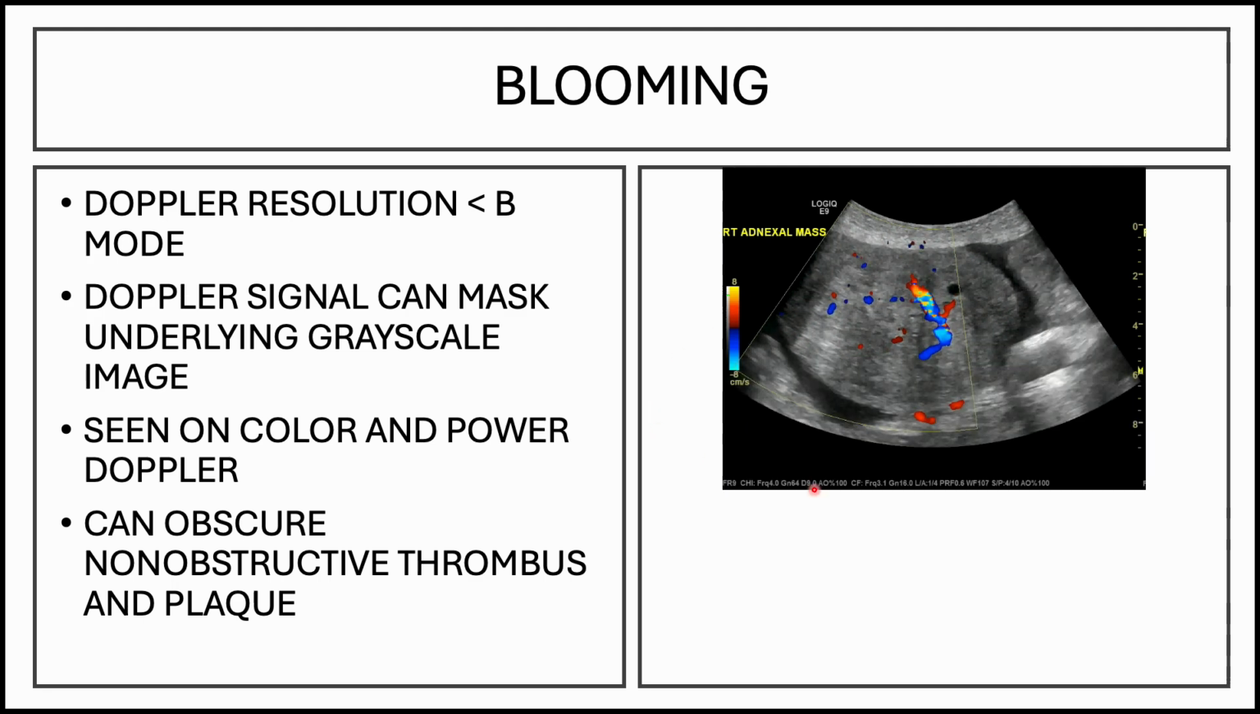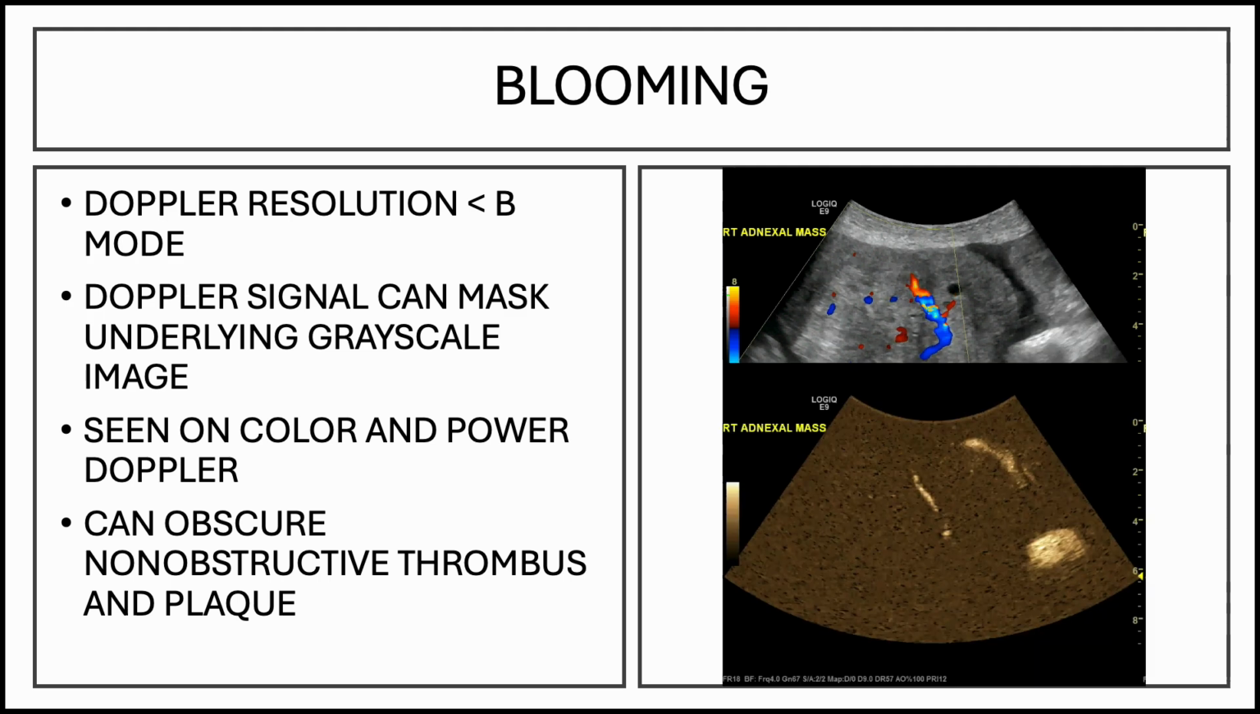So why does this matter? Well, it leads to an overestimation of the vessel diameter or mistaken flow in surrounding tissue, and it can obscure vessel boundaries or mimic pathologic flow.